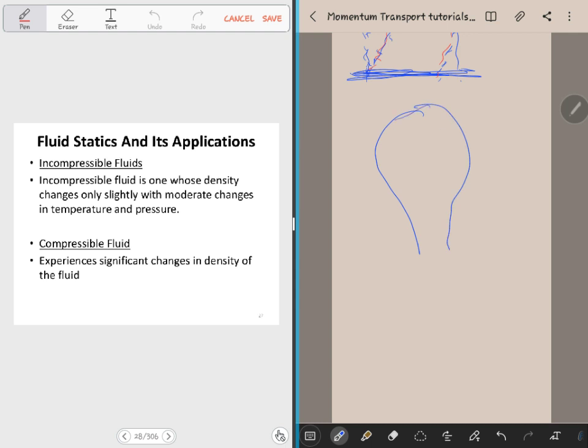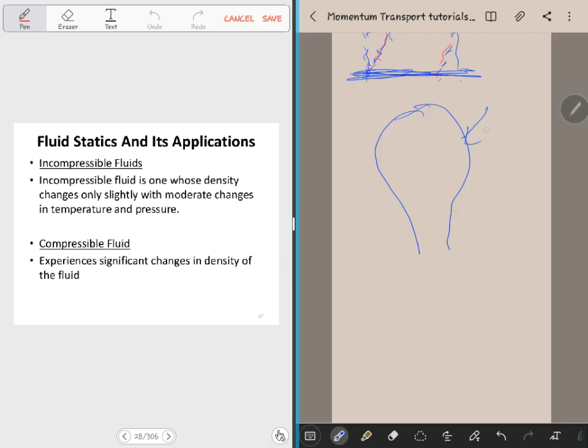It's not fully filled to some point, right? If I try to use my hand to push it in that direction, do you see that the moment you move your hand, it comes back to the original position? Yes, just an idea. But we are saying that an incompressible fluid is one whose density changes only slightly when there are moderate changes in temperature and pressure.